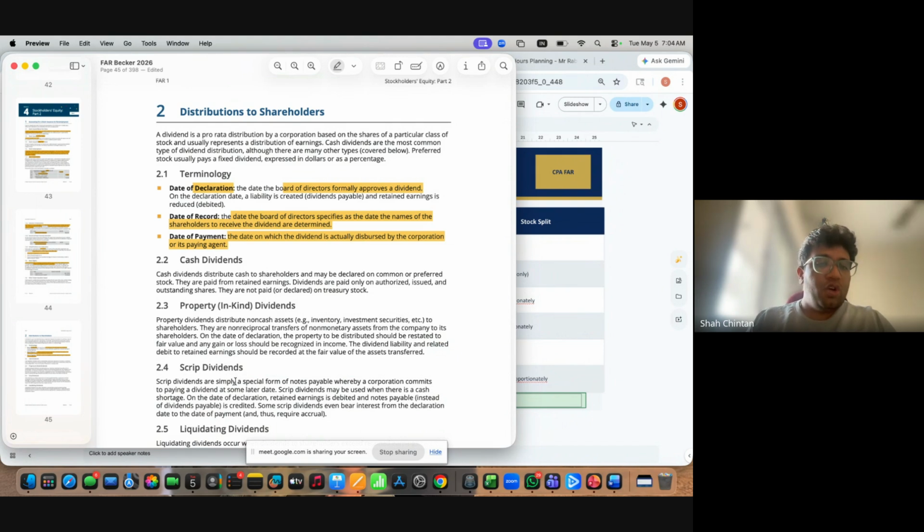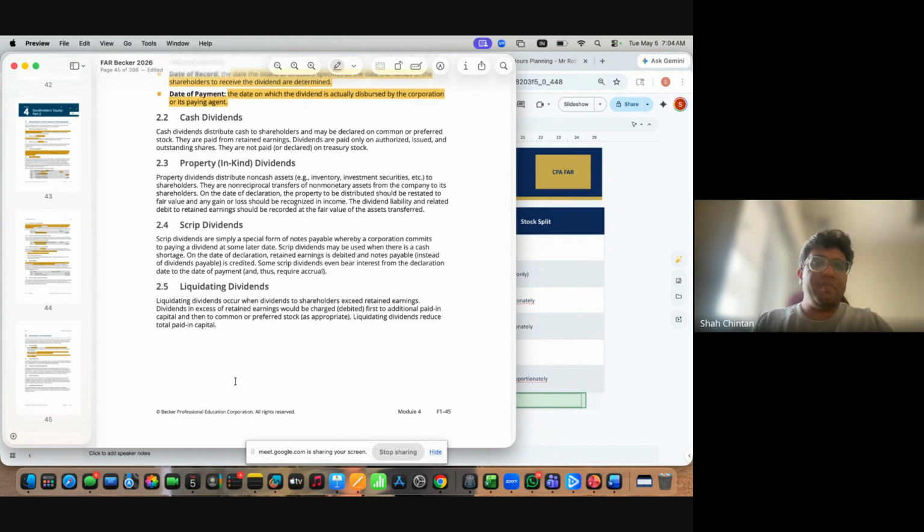amount. You might be giving them a scrip dividend. Scrip dividend का मतलब होता है notes payable. You are not paying them cash today, but you are giving them a promissory note which says कि आपको dividend और 12 महीने के बाद मिलेगा cash में, but you might be getting certain interest as well because we are paying you a delayed dividend. So scrip dividends are simply a special form of notes payable whereby company commits to paying a dividend at a later date. The scrip dividend may be used when there is a cash shortage. आज company के पास पैसा नहीं है, they still want to give you a dividend at a later date, and because there is a delay in dividend payment, they will be giving you an interest as well.